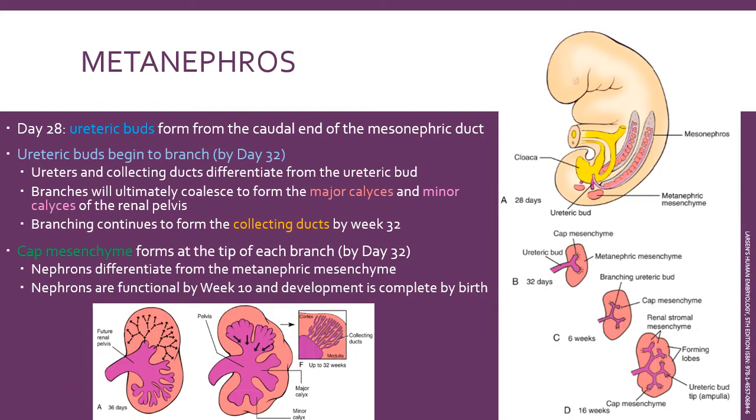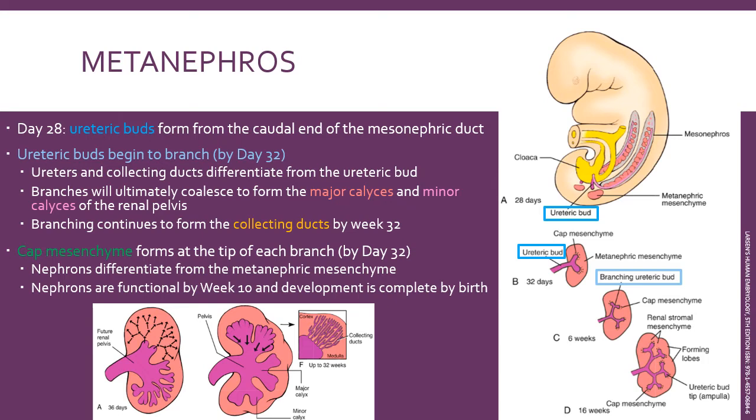Finally, we get to the metanephros, which are the kidneys we're actually going to make use of. So on day 28, we see the formation of ureteric buds, and they're derived from the caudal end of the mesonephric duct. Okay, so we get this budding as we have seen with several organ systems in the past. Now, once the buds form, they start to branch, and that should be happening by day 32. So we see from this ureteric bud, we get the ureters and the collecting ducts.